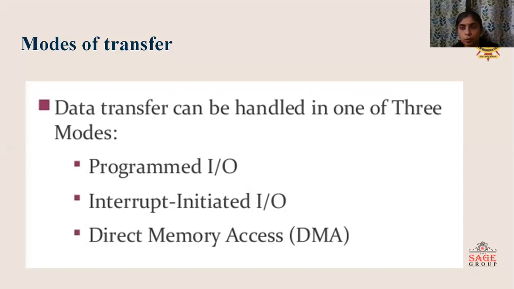According to von Neumann model, there are four important components: input device, output device, or we can call it as peripheral devices, then CPU, central processing unit, and memory unit. How the communication will be established between peripheral devices and CPU, and memory and CPU, we will see here in modes of transfer. First, we will discuss programmed input output.